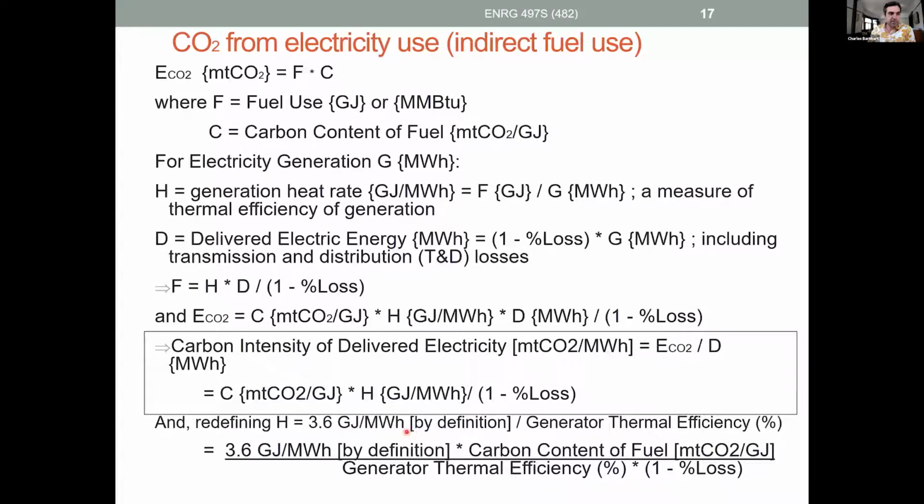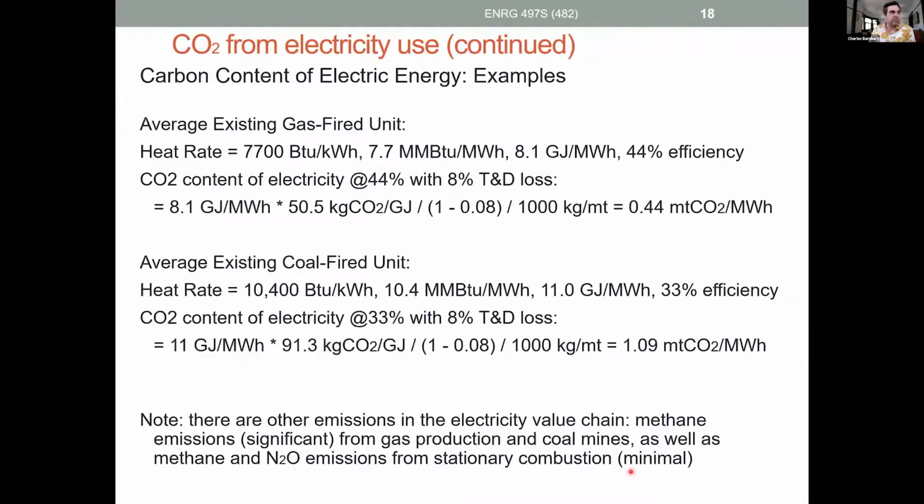So that'd be the generator efficiency. So if you don't have the heat rate for a particular generator, you can use the actual thermal efficiency. Let's do some examples real quick so this starts to make some sense.